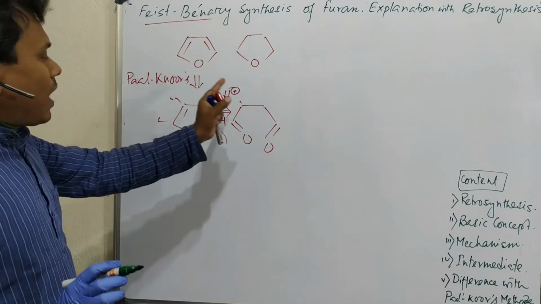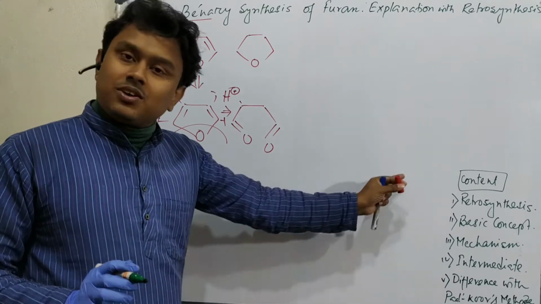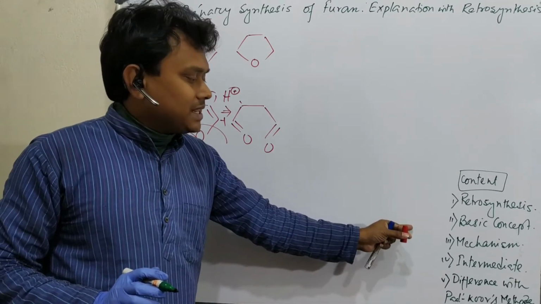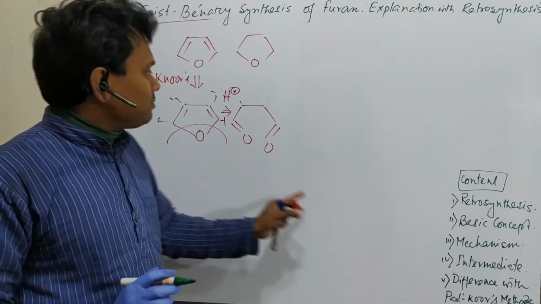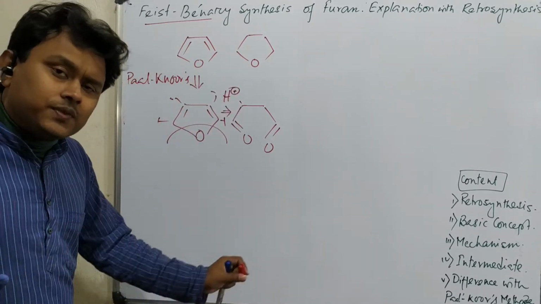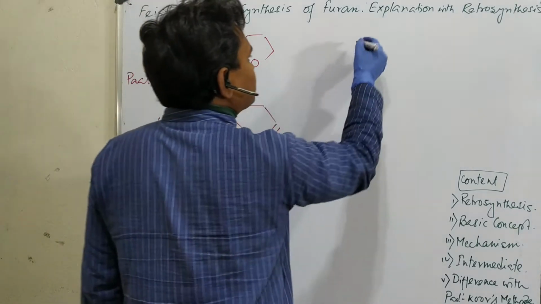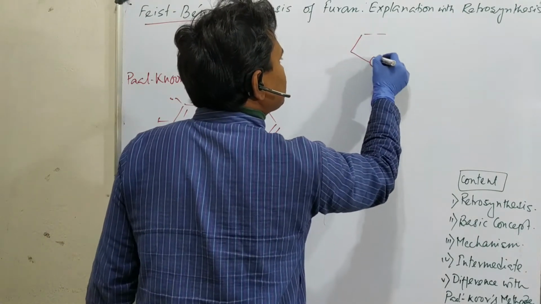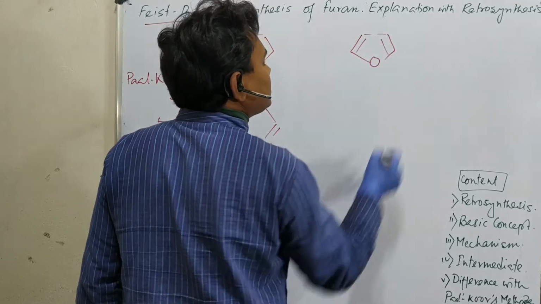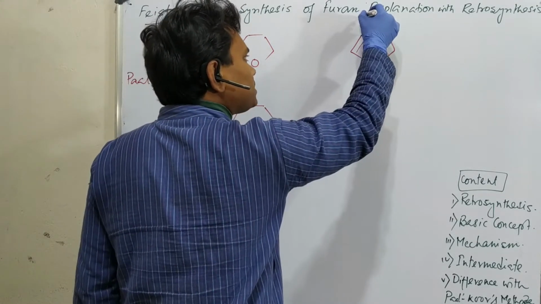So how we approach: first we will discuss the basic concept, the retrosynthetic analysis, then the mechanism, then the intermediate which supports the mechanism, and you can see it's a difference. Fine. So in this method, this is the Paal-Knorr. So how Feist-Benary? Let's consider in this way. We will now disconnect this way.